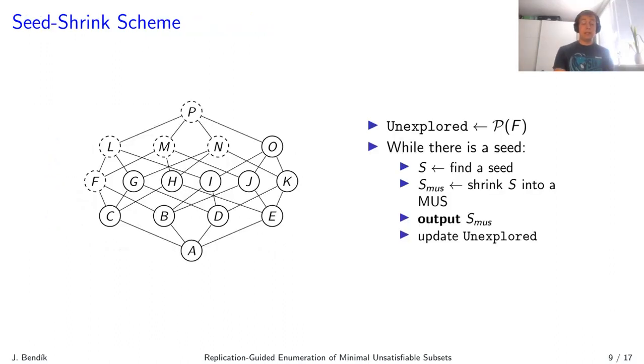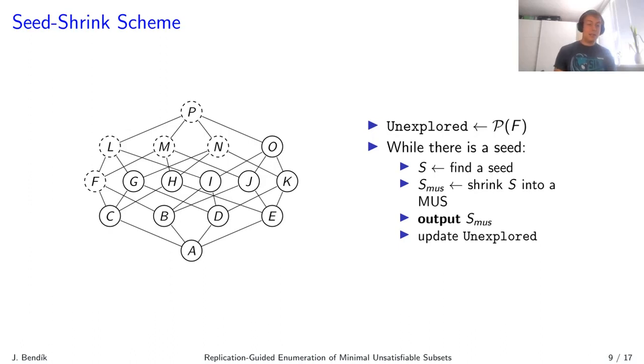We are now ready to describe a MUS enumeration scheme that we call the seed-shrink scheme. The scheme generalizes several existing MUS enumeration algorithms, including UniMUS. The scheme works as follows. Initially, we mark all subsets as unexplored. Subsequently, we iteratively identify individual MUSes. In each iteration, we first identify a so-called seed.